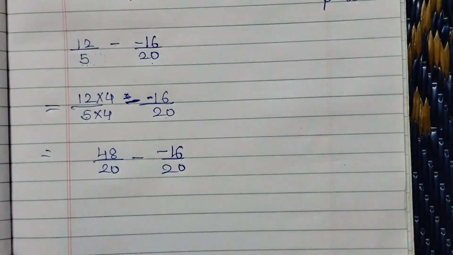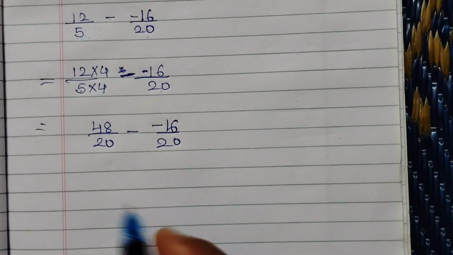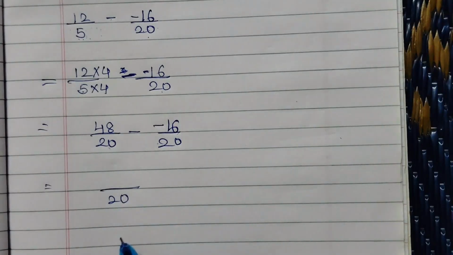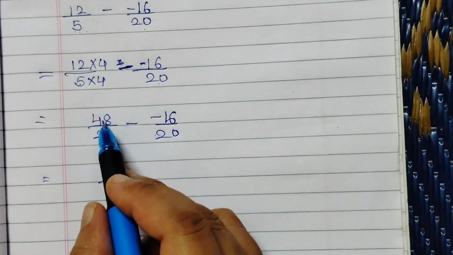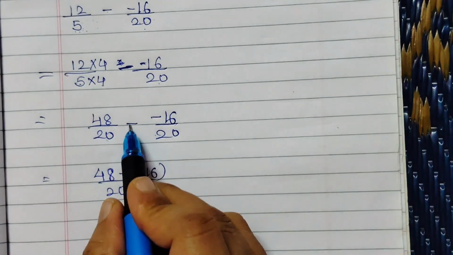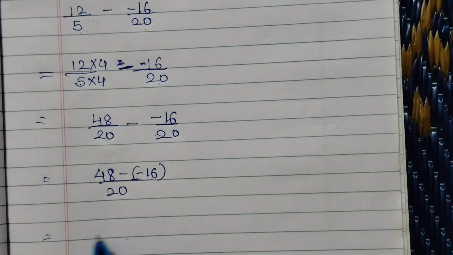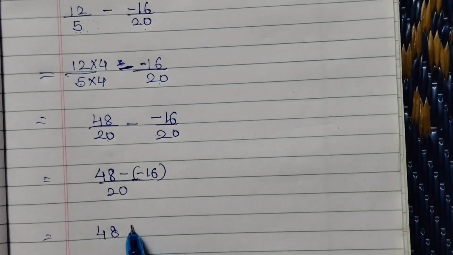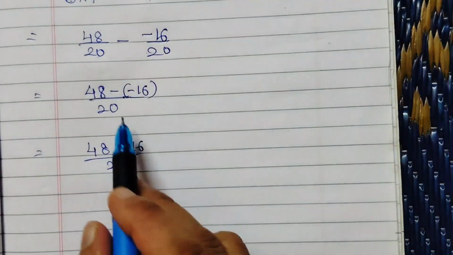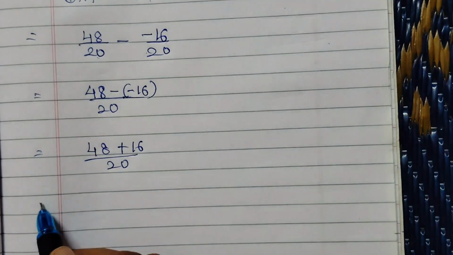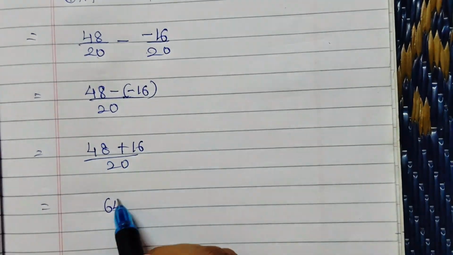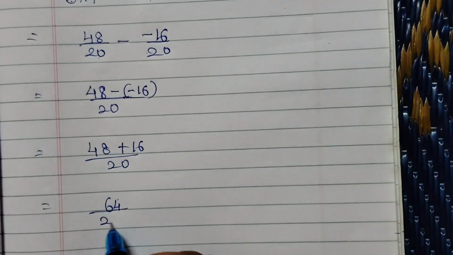This will keep as it is. Already we have 20. Now 20 and 20 we'll write as common. So what we have? 48 minus 16. This minus and minus 16. So 48 minus minus 16 upon 20. Okay, minus minus becomes plus. Now we will add. So what we get? 64. 8 plus 6 is 14. 64 upon 20.